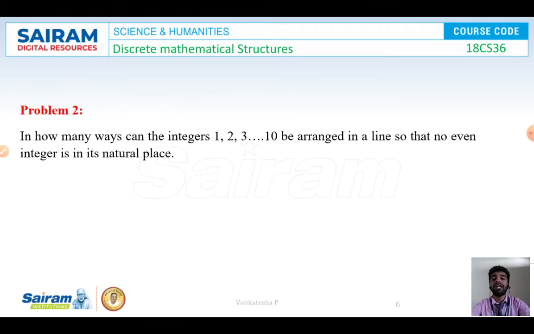One more example: in how many ways can the integers 1, 2, 3 up to 10 be put in order such that no even integer is in its natural place?